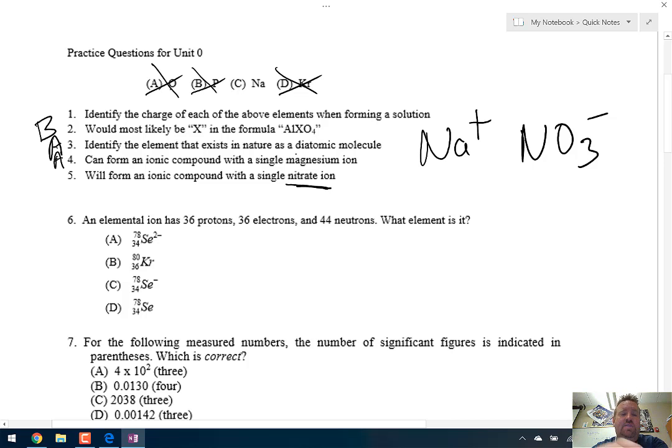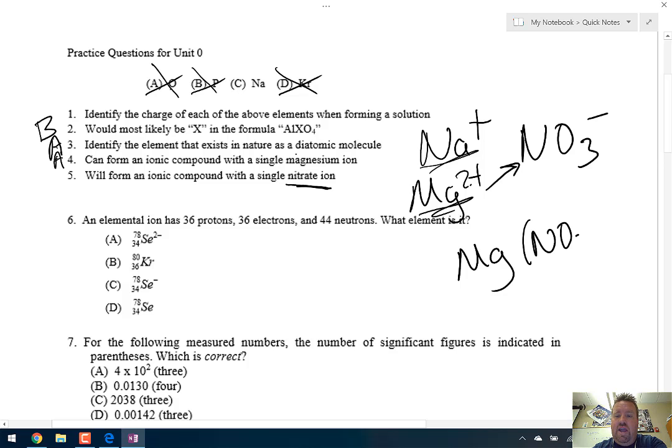Now, let's pretend that this is a little bit more challenging. Let's say that magnesium was one of the choices. Okay? Only one of those is correct. Well, we already know sodium's right. But why would magnesium be wrong? Because when magnesium forms a compound with nitrate, that +2 is going to make Mg(NO3)2. And again, now it's not a single nitrate ion. Now there are 2 nitrate ions, meaning that magnesium would not be a correct response to number 5. Okay, but obviously sodium is our only choice, so it has to be C.